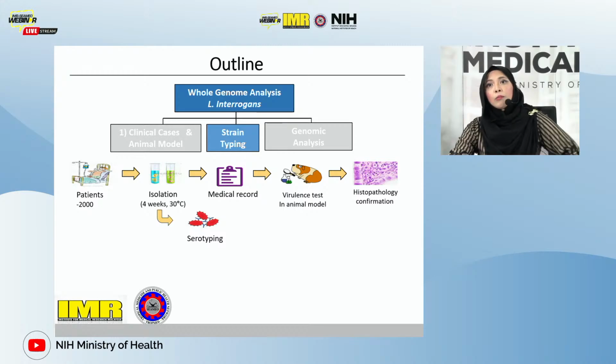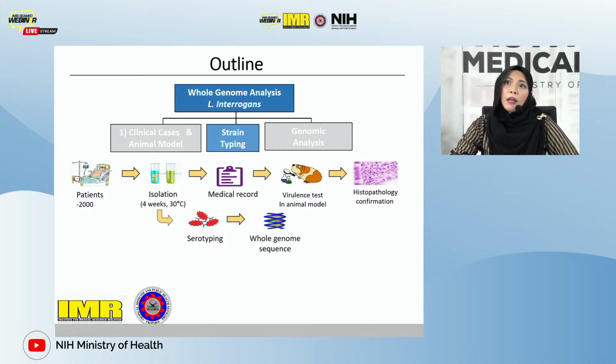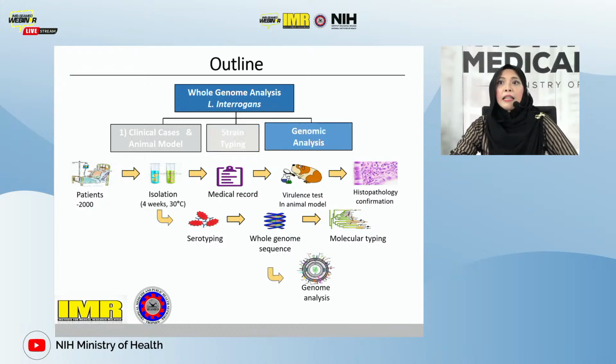And for the second objective, serotyping was carried out to determine the serovar and serogroup, and next whole genome sequencing was performed, and the isolates were molecularly typed by MLST, cgMLST, and SNP-based genotyping. And lastly, comparative genome analysis was carried out using bioinformatic tools.